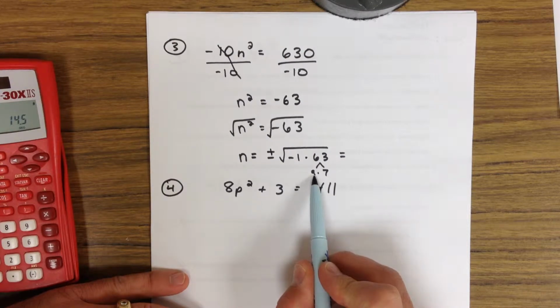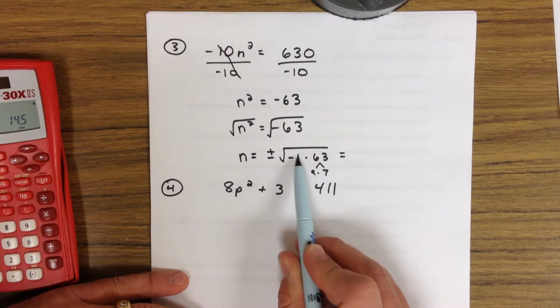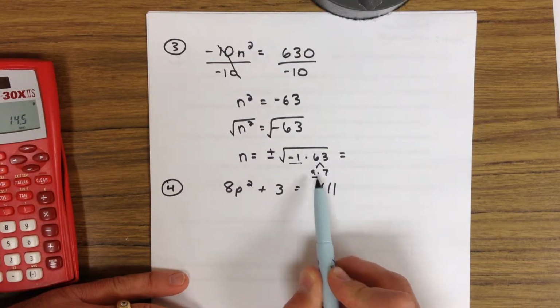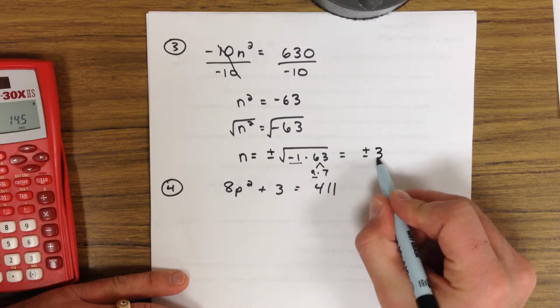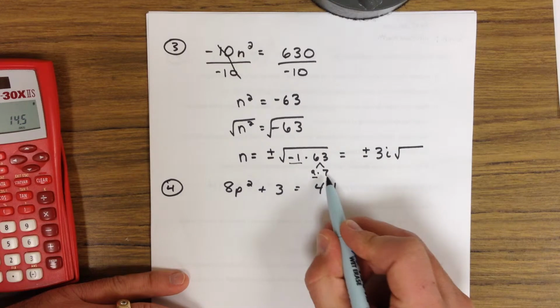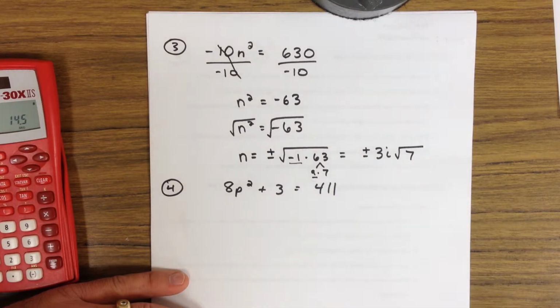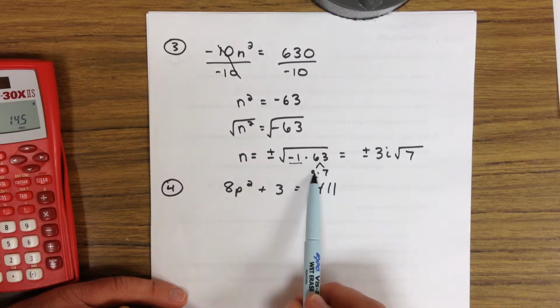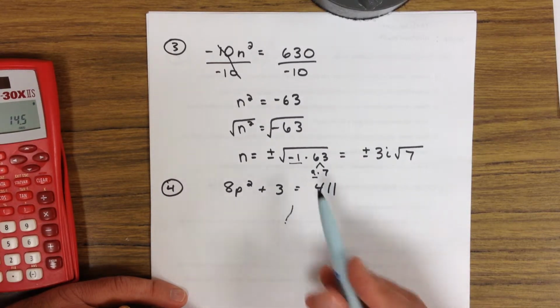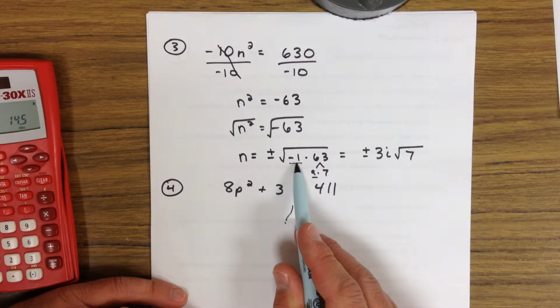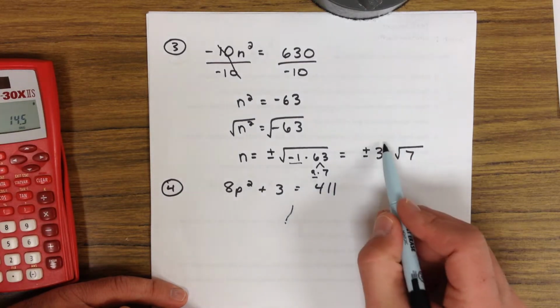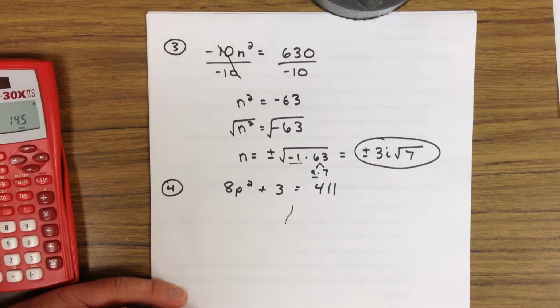So the square root of 9 is 3. This is i, remember? So i and 3 are going to go out front. So it's positive and negative roots of 3i square roots of 7. So 63 broken down into 7 times 9. The square root of 9 is 3. The square root of -1 is just i. That came out front. And that's my final answer.